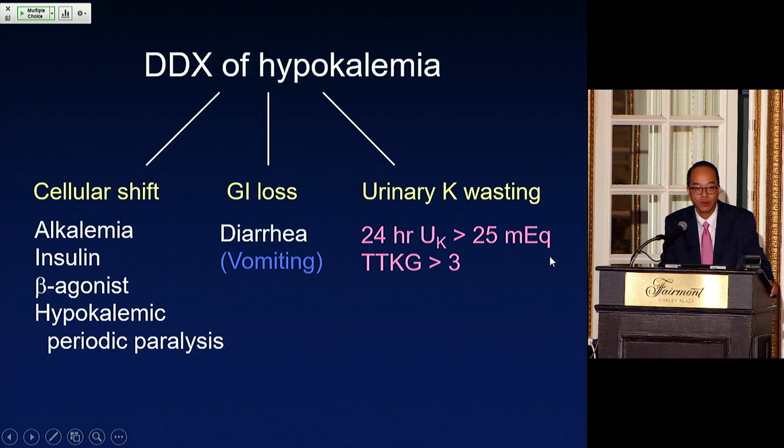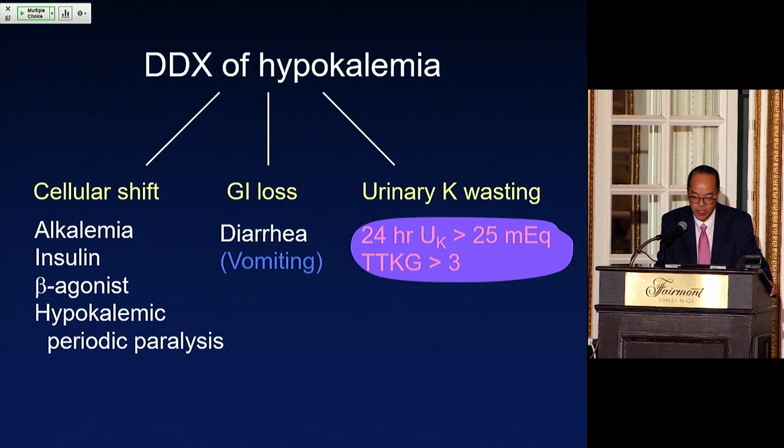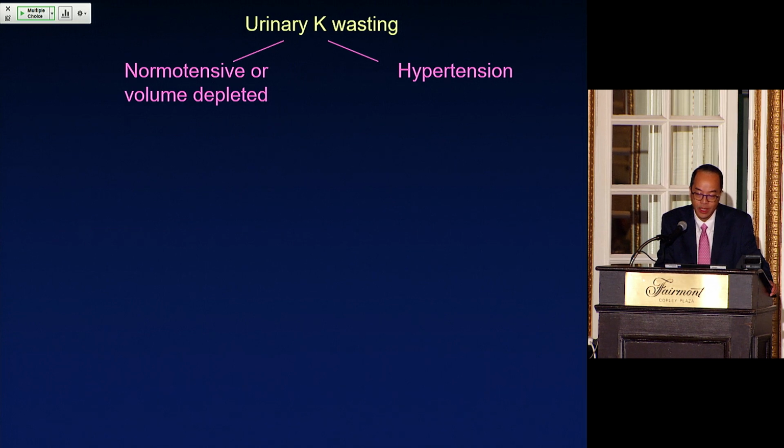What you mustn't use is just a spot urine potassium concentration, because that could be just about anything, depending on whether the urine is concentrated or dilute at the time. And remember that hypokalemia itself impairs the ability to concentrate urine. Okay, so this patient had urinary K wasting.